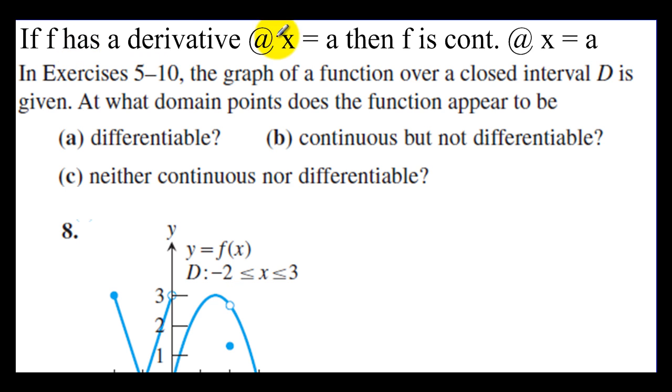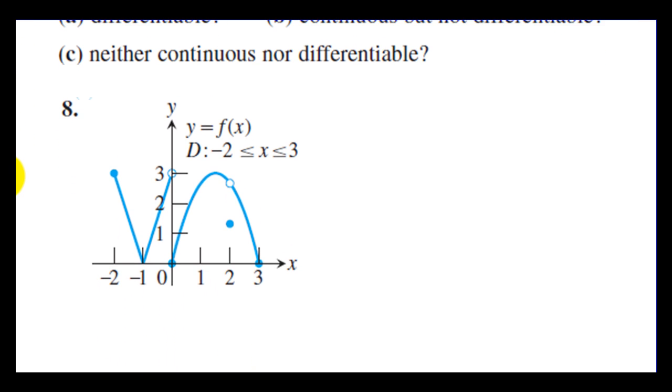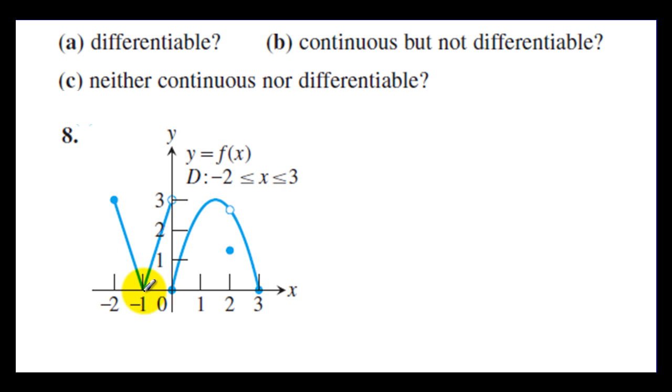If f has a derivative at x equals a, then f is continuous at x equals a. In exercises 5 through 10, the graph of the function over a closed interval D is given. At what domain points does the function appear to be differentiable? Well, let's look at this graph. We have a corner, we have a jump discontinuity, and a removable discontinuity. So where is this thing differentiable? Well, it's more interesting to talk about where it is not. It's not differentiable at 1, it's not differentiable at 0, and it's not differentiable at 2.